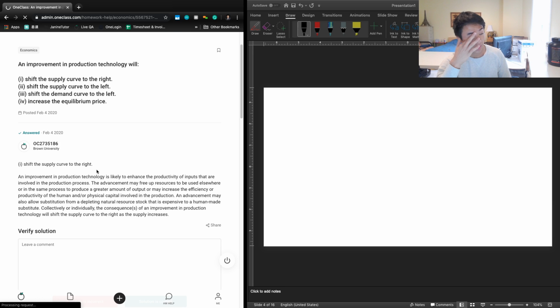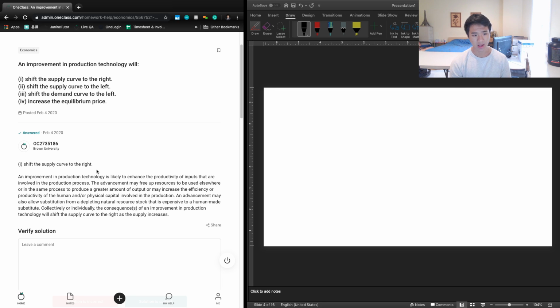It says, an improvement in production technology will do which of the following? A, shift the supply curve to the right, B, shift the supply curve to the left, C, shift the demand curve to the left, or D, increase the equilibrium price. And so the direct consequence of improving production technology is essentially to allow suppliers to produce more of the same good, a higher quantity of the same good given the same amount of resources. If we think about this, that means that at every single price, the supplier can produce more. And so that's going to effectively shift the supply curve to the right.